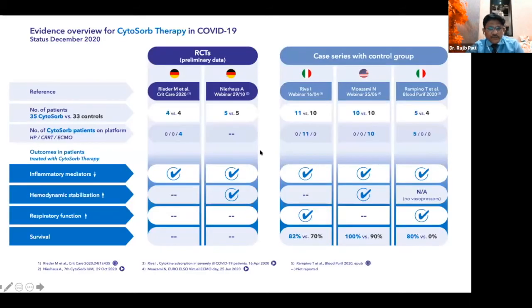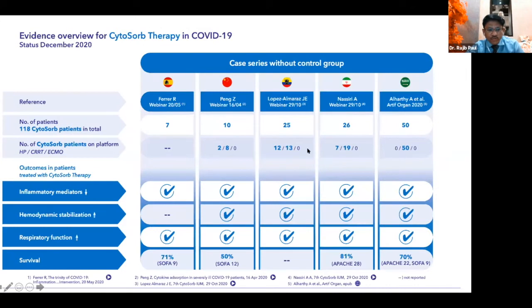And this is the overview of the therapies published in the literature till now, till December 2020. Few RCTs, few case series with control groups, all showing inflammatory mediators improving, hemodynamic stabilization, and improvement of respiratory functions, and some case series without control groups, most of them showing inflammatory mediators improving, hemodynamic stabilization, and improvement of respiratory function in all of them. So this is the published literature till now on Cytosorb.